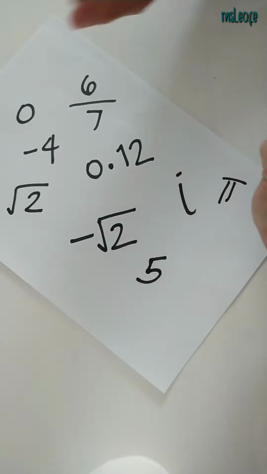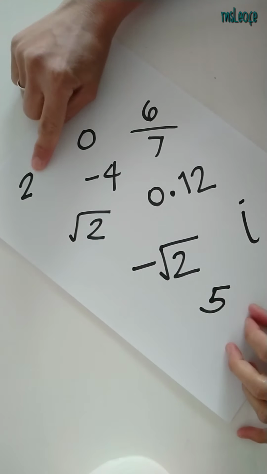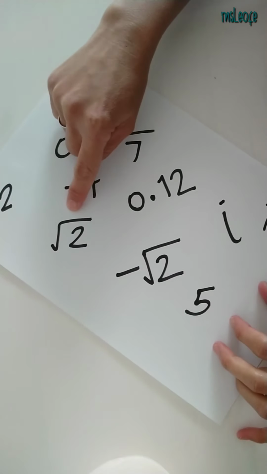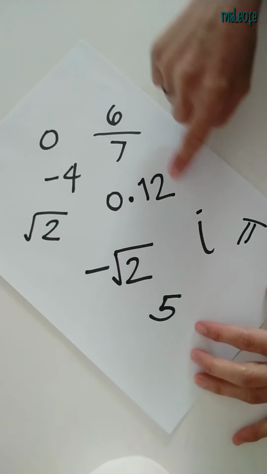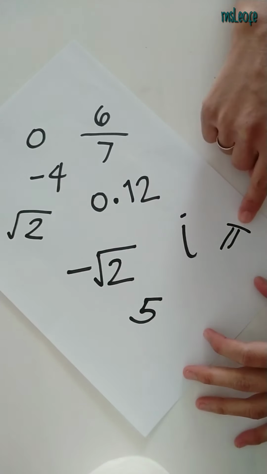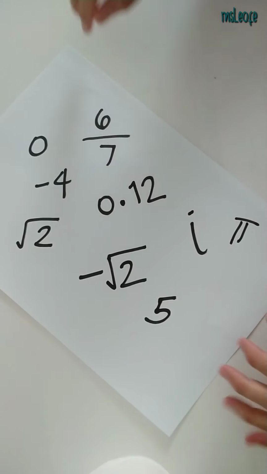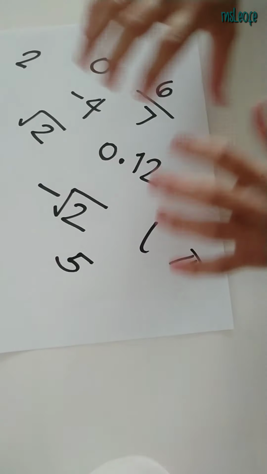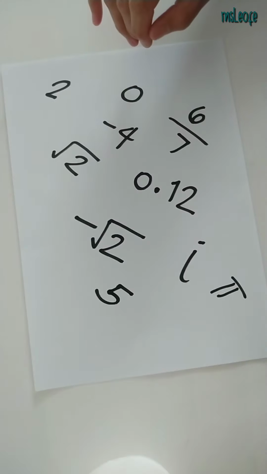Numbers come in different forms. We have numbers like this, the normal numbers we see, the negative numbers, numbers in square root, decimals, fractions or ratio, the i, the pi. Numbers come in different forms. So this lesson will help you put these numbers in their proper places, in their proper sets.